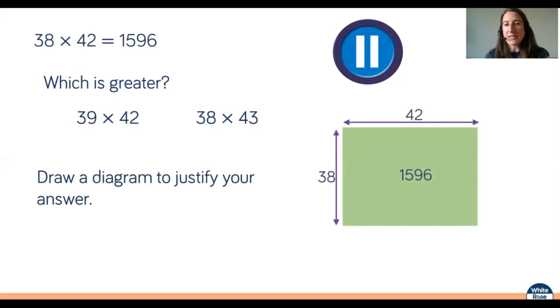So here we have 38 multiplied by 42. So that's what we started with. We started with the fact. And if we think about 39 multiplied by 42, we can see that we're adding on another 42. We've got 39 of them instead of 38 of them. When we think about 38 multiplied by 43, well, this time we're adding on another 38, because instead of having 42 lots of 38, we've got 43 lots of 38. So we can clearly see from the diagram that 39 multiplied by 42 is greater.